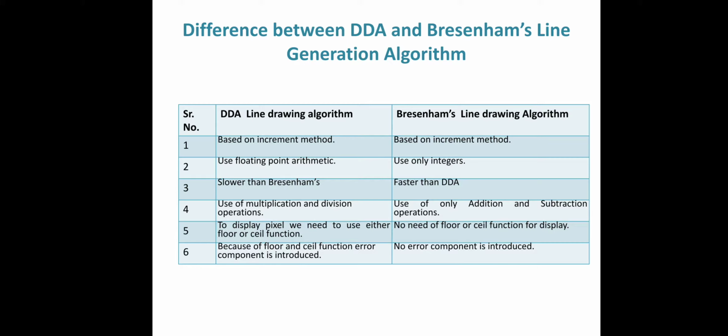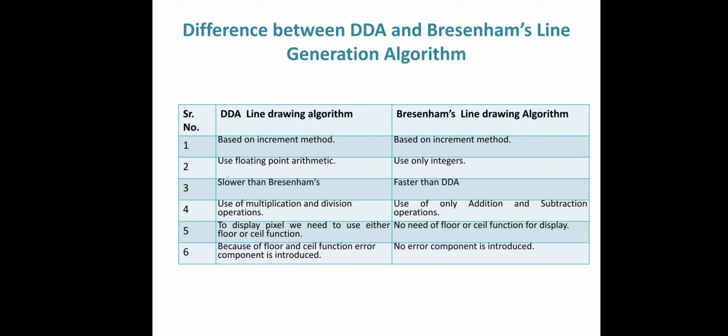In Bresenham's, whenever we compare whether p is greater than 0.5 or not, we convert p greater than 0.5 into g greater than 0, right? So we totally converted 0.5 into 0, which is an integer, in the form of g, and depending upon that decision variable we find the next point. This is the big difference: DDA uses floating point arithmetic, whereas Bresenham's only uses integers. The next point is that DDA is slower than Bresenham's.